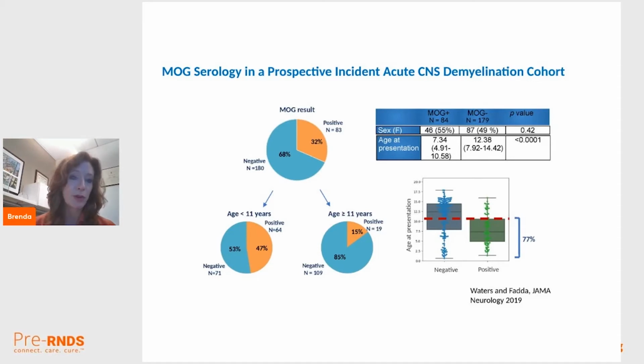So what we found is that one third of patients under age 18 presenting with a first attack of demyelination actually have MOG antibodies. So it's not a rare association. And when you look at children under 11, almost half have MOG antibodies, compared to only 15% of children age 11 years and older. And put differently, 77% of the patients with MOG antibodies were under age 11. And you can see how young these children were.